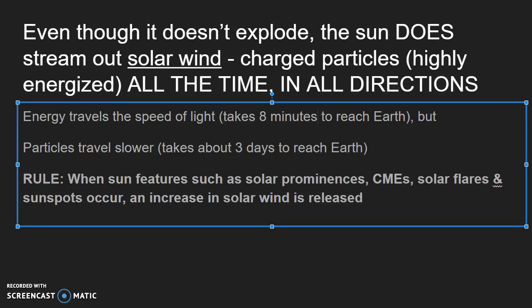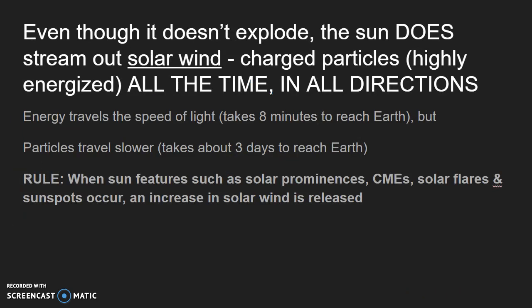Even though the sun doesn't explode, the sun does stream out solar wind, which is charged particles, highly energized, and they just stream off the surface all the time in all directions. Energy travels the speed of light. The energy coming off of the sun travels at the speed of light, and it takes 8 minutes to reach the Earth. But particles travel much slower, and the plasma, the solar wind streaming across, actually takes 3 days.